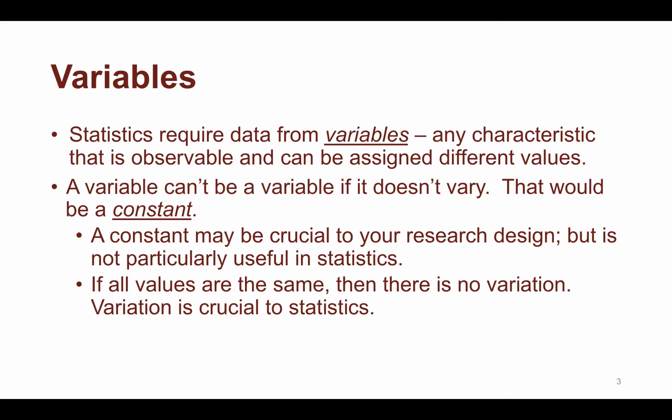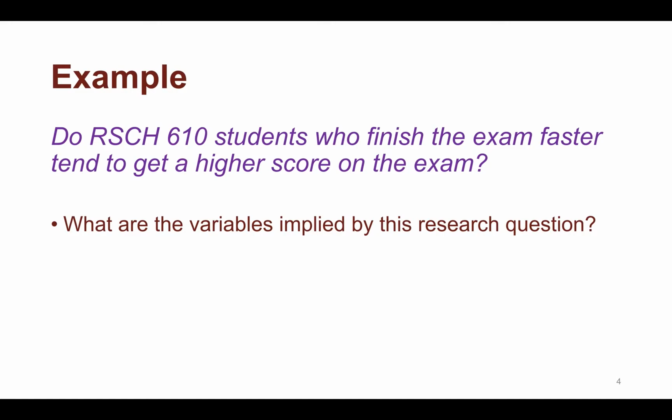We need variables. So just as a quick research example, I as a professor of this course might ask this question: do students who finish the exam faster tend to get a higher score on the exam? So the variables implied by this research question are the time that it takes to finish the exam and the score on the exam. So I could basically collect data on this and analyze them and look to see if there's a correlation. So I'd be doing a correlational study with this.